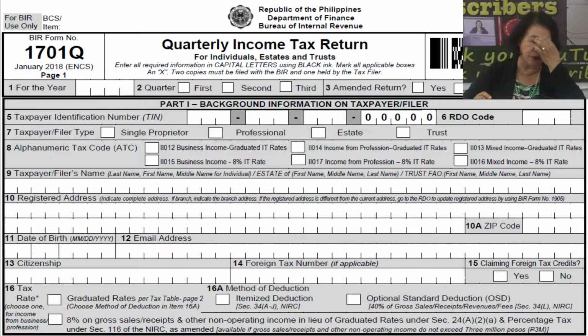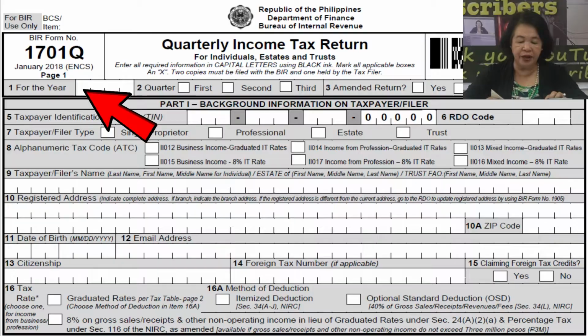So, anong instruction po dito? Enter all required information in capital letters using black ink. Mark all applicable boxes. And, 2 copies must be filed with the BIR and 1 held by the tax filer. So, 3 yung ating gagawin dito sa form na to. So, 2 para sa BIR, 1 para sa taxpayer.